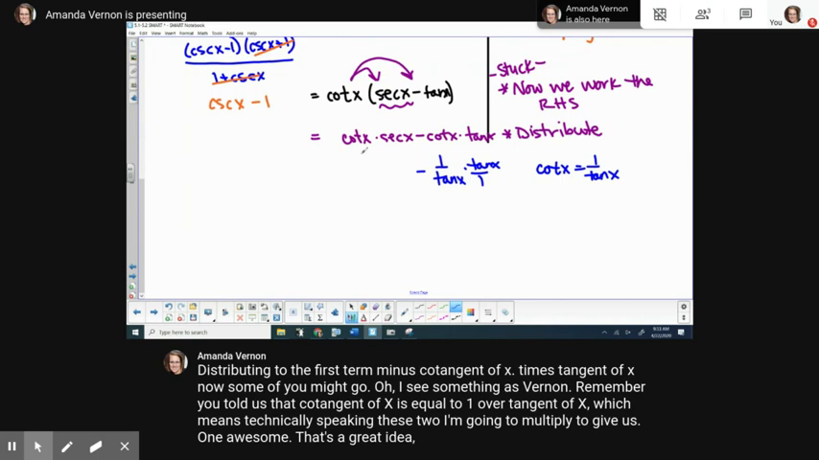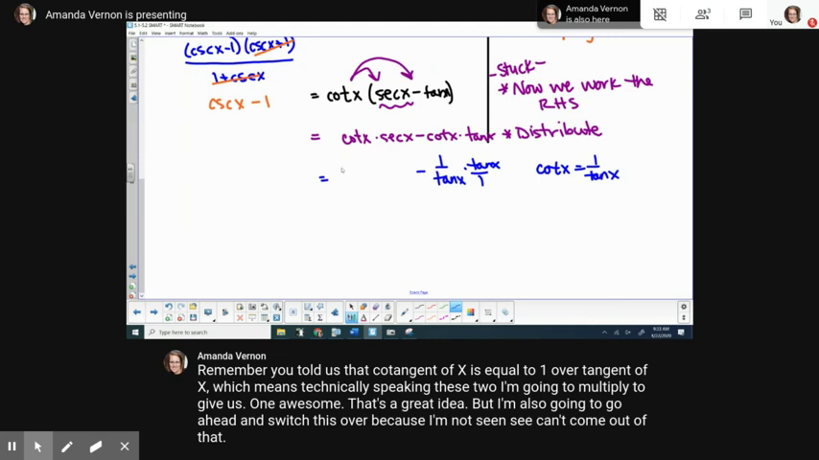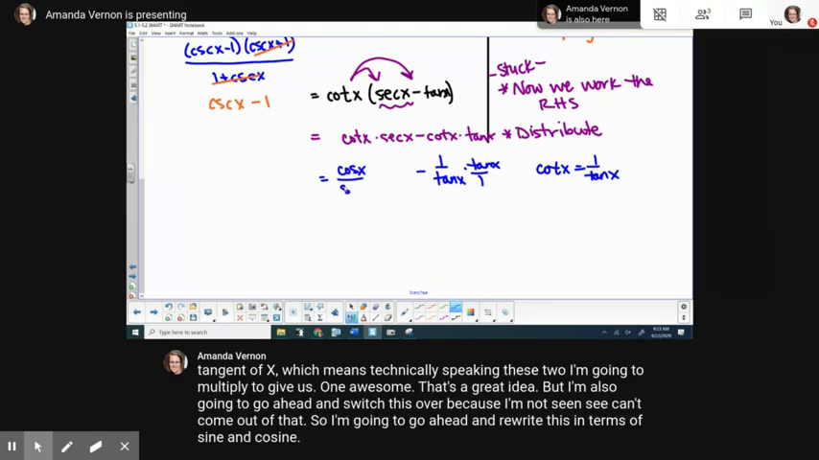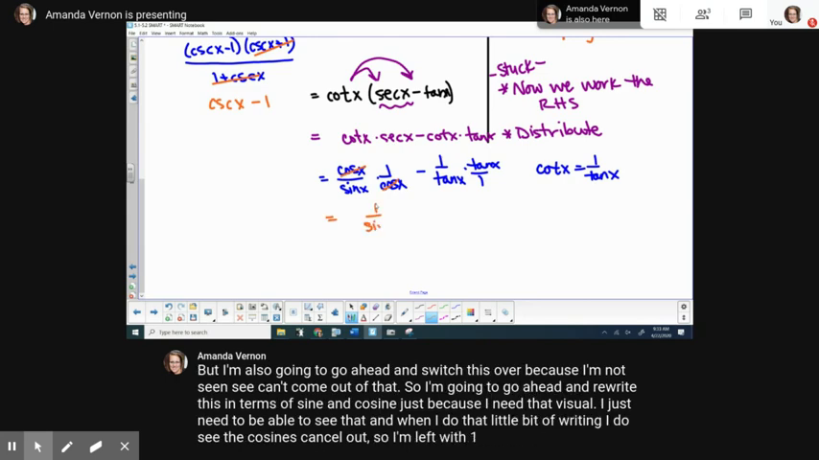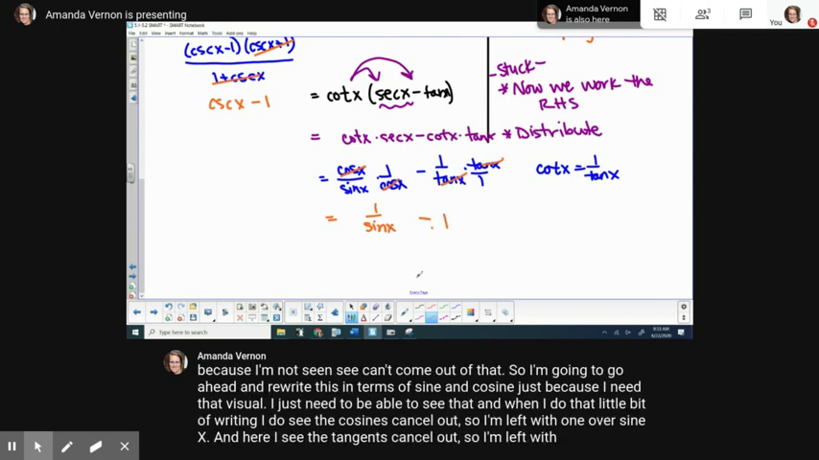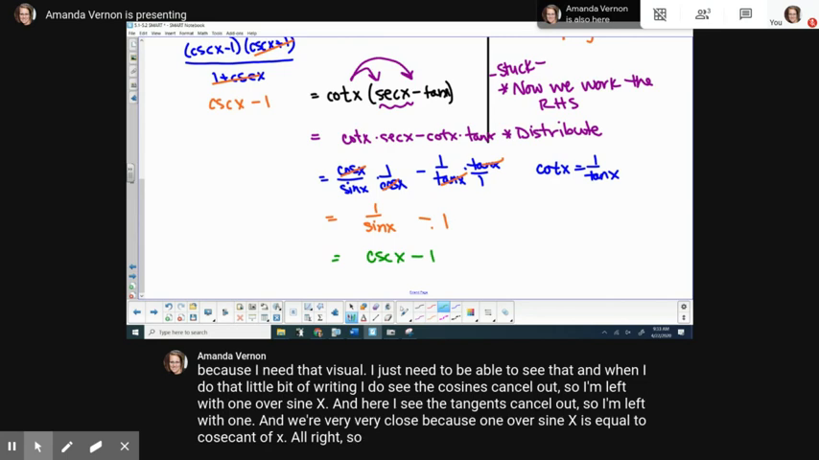But I'm also going to go ahead and switch this over because I'm not seeing secant come out of that. So I'm going to go ahead and rewrite this in terms of sine and cosine just because I need that visual. I just need to be able to see that. And when I do that little bit of writing, I do see the cosines cancel out. So I'm left with 1 over sine x. And here I see the tangents cancel out. So I'm left with 1. And we're very, very close because 1 over sine x is equal to cosecant of x.